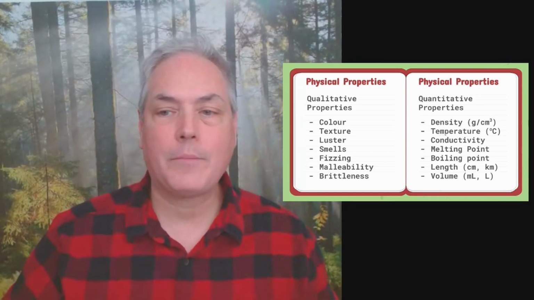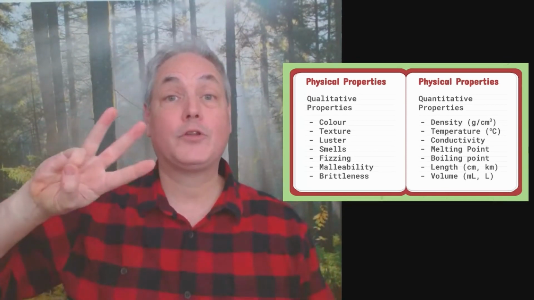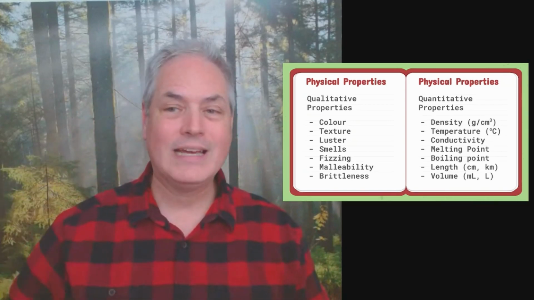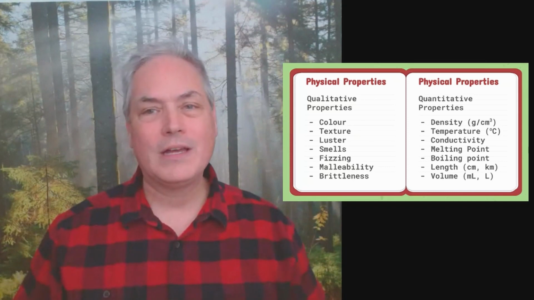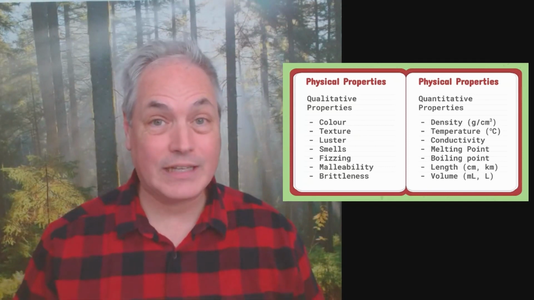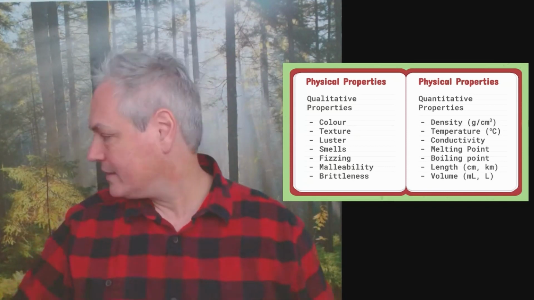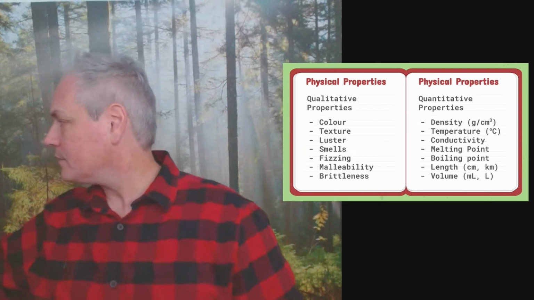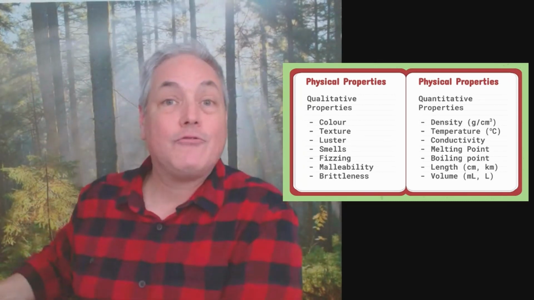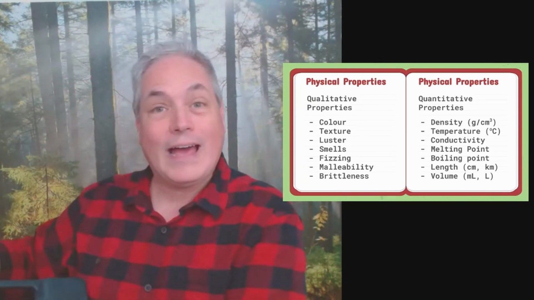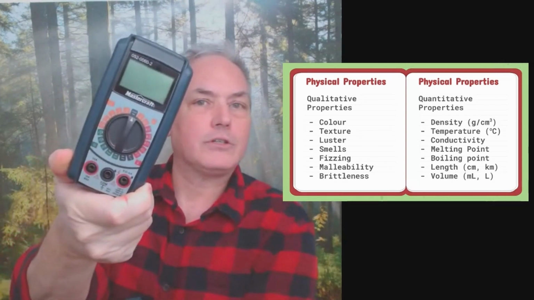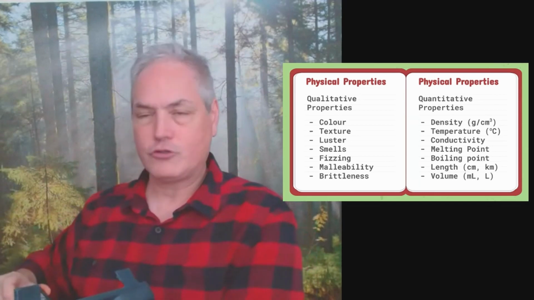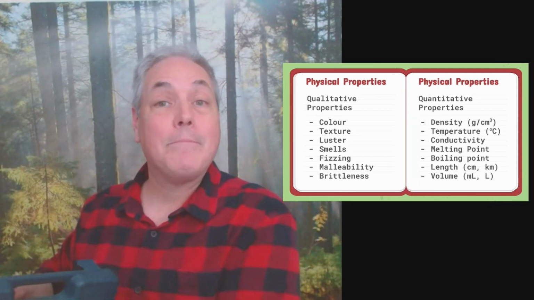Another physical property is temperature. So we talked about the three states of matter. Depending on if we have ice, water, or water vapor, the temperature is different here. We also have conductivity, and I have here, let's see if I can show it to you. If you have different metals, you have different conductivity, and we can use a multimeter like this to measure the conductivity of metals.